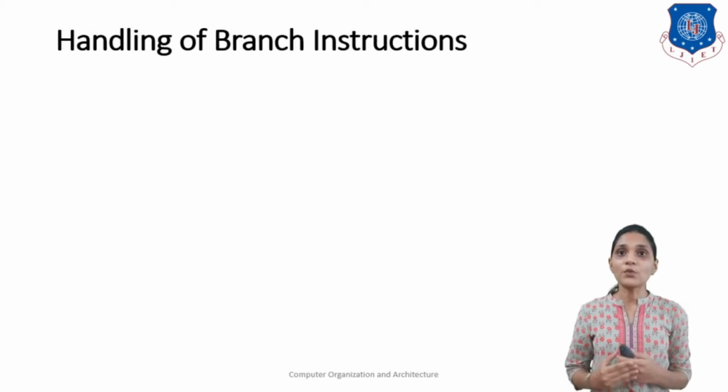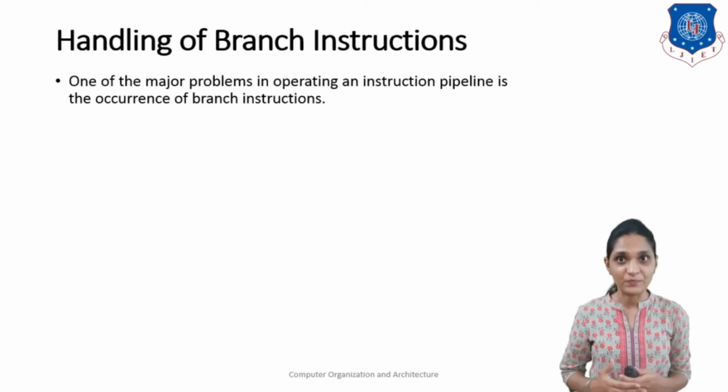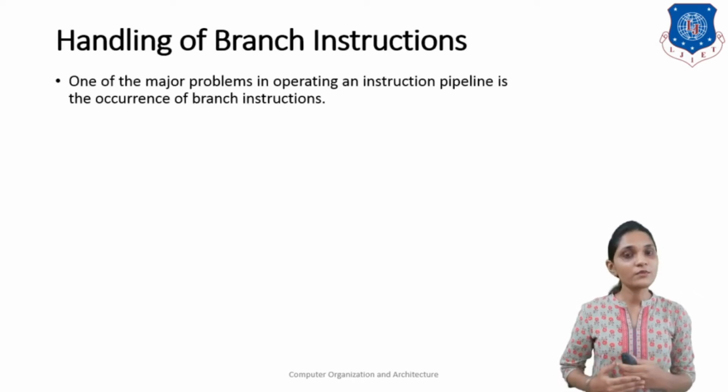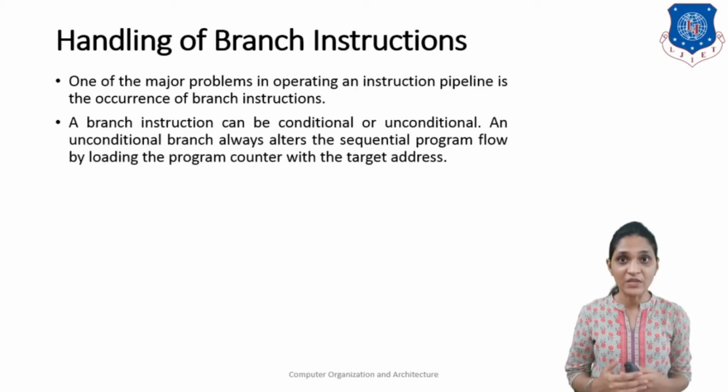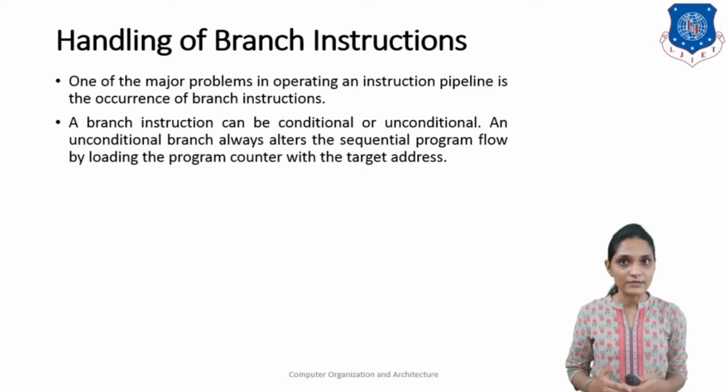Next we will see how we can handle the branch instruction. One of the major problems in operating an instruction pipeline is the occurrence of the branch instruction. The branch instruction can be conditional or unconditional. Unconditional branches always alter the sequence of program flow by loading the program counter with the target address.